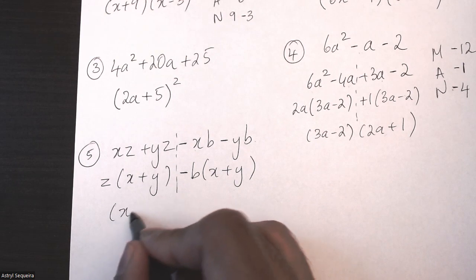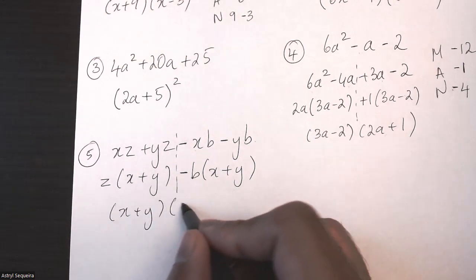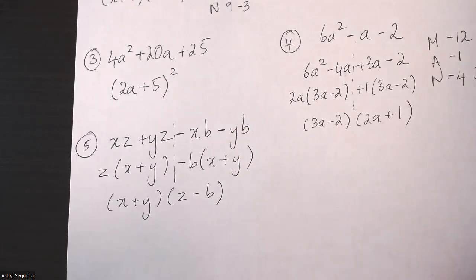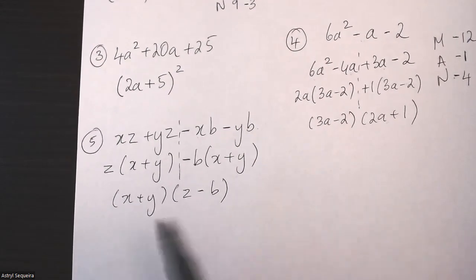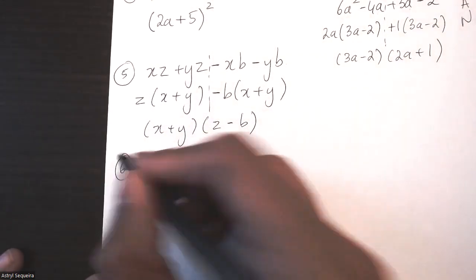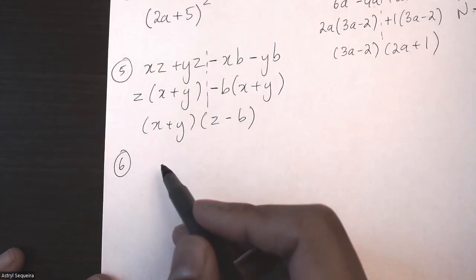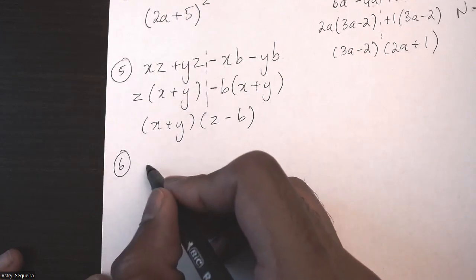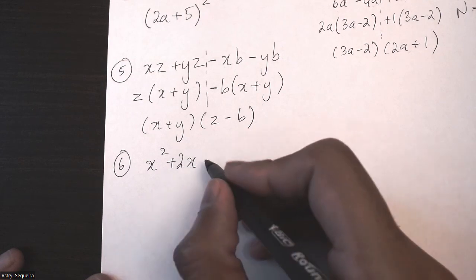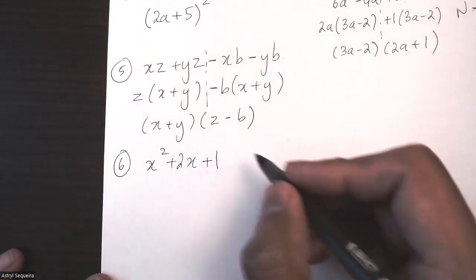I'm going to common factor out the x plus y, and I'm just left with z minus b, and that's my final solution. So again, that's just grade 10 math over there. You should know that from the previous year. Coming to the next question, this is the first grade 11 question that we're going to do that you might not have seen in grade 10. At least most classes will not have seen this.